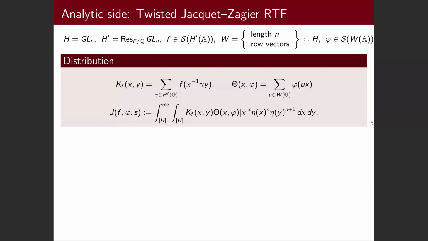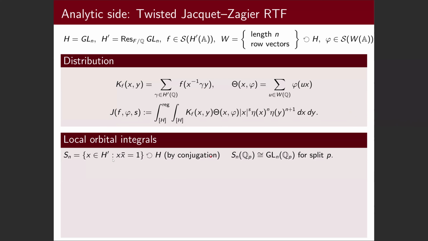So let me just skip to the orbital integrals and say what those are a little bit more precisely. There's this so-called symmetric space, S_n, which consists of those x in GL_N over the quadratic field which satisfy x x-bar equals 1. This has a right action by the smaller subgroup H, GL_N, by conjugation. More concretely, in the case when p is a split prime, this symmetric space is just going to be GL_N of Q_p. So the orbital integrals will involve orbits in this space.